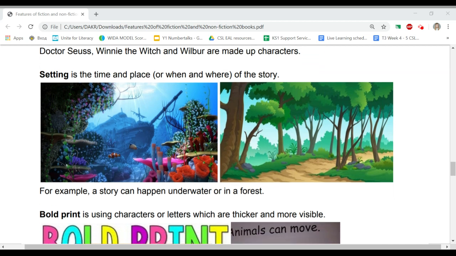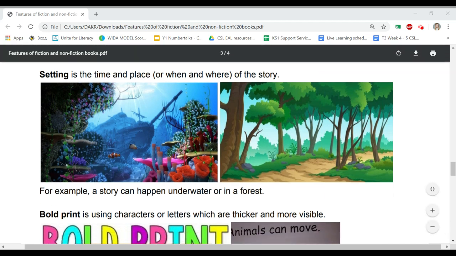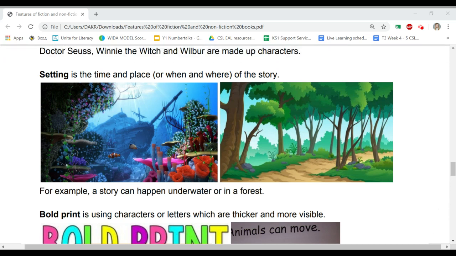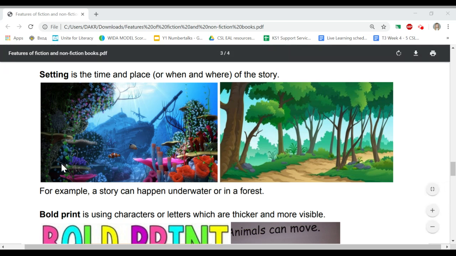Another feature of a book is a setting. Setting is the time and place, or when and where of the story. So, for example, a story can happen underwater or in a forest. That's the setting of the story.